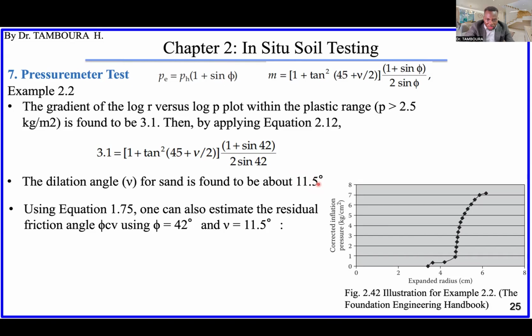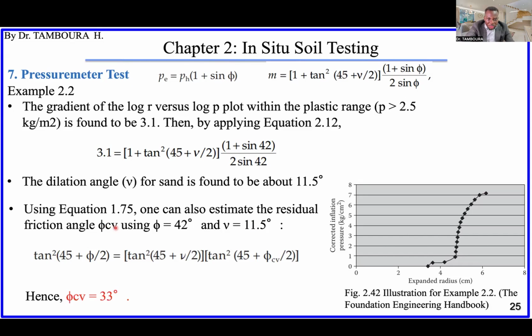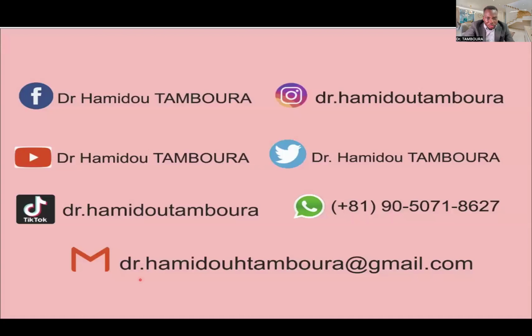Okay, then if we have this frictional angle of 42 and dilation angle of 11.5, then we can obtain this residual frictional angle. Okay, the residual frictional angle will be found to be about 33 degrees. Okay, that's all I think. So thank you very much for your time, and see you next time.